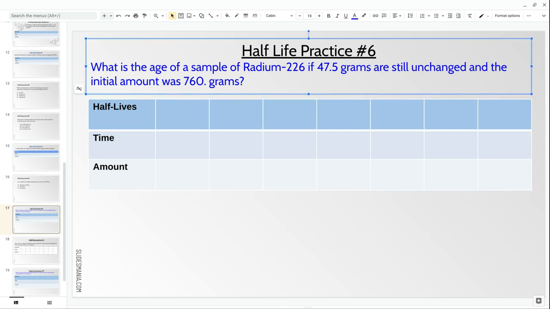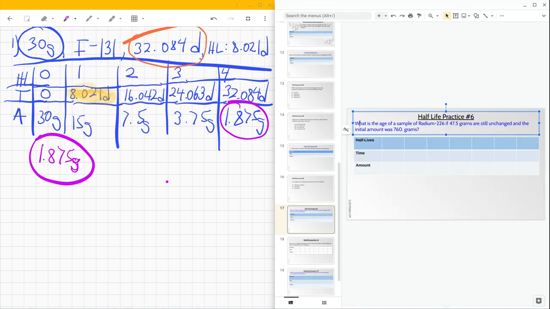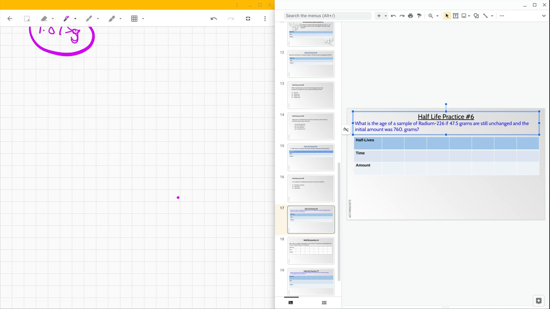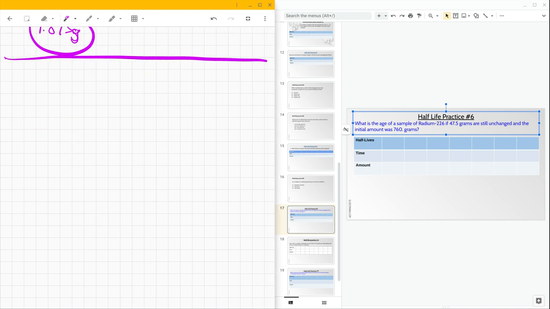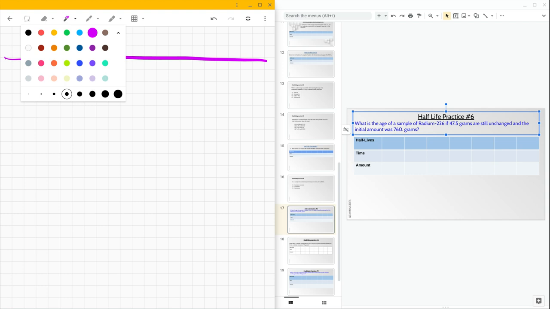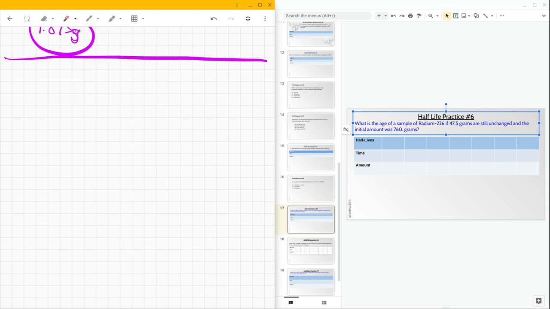So let's read this. What is the age of a sample of radium isotope 226 if 47.5 grams are still unchanged, so didn't give off radiation yet, and they gave us an initial amount that is 760 grams. All right, let's try this one. Ready? Let's do it. Okay, so what did they give to us? They said they want us to find the age.